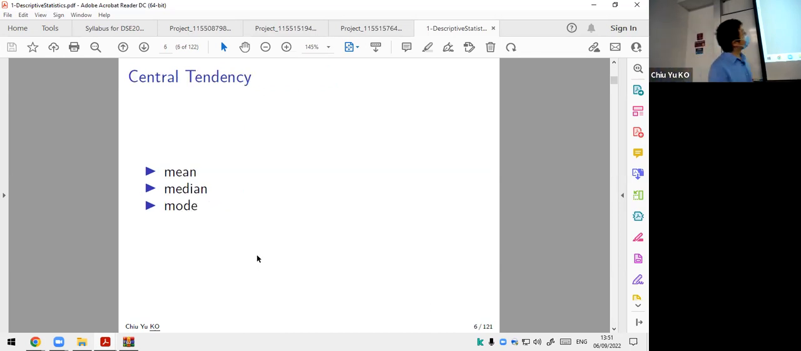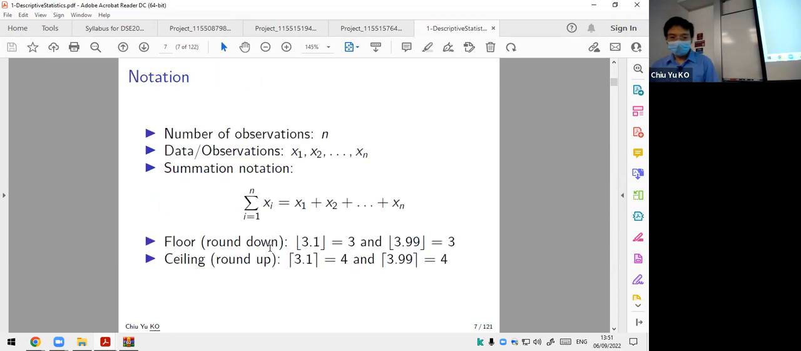Now, first, median, mean, and mode, they are very simple. Okay. So I'm not going to go into big detail. Instead, I'll tell you what the implications of those are and what the caveats of using those are. Okay. So just before we start, we have some notation.